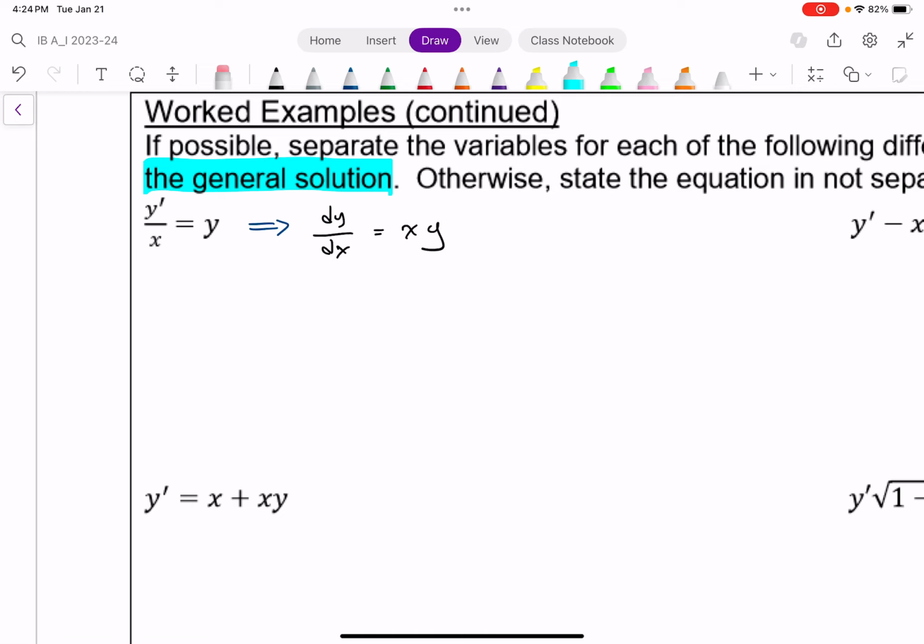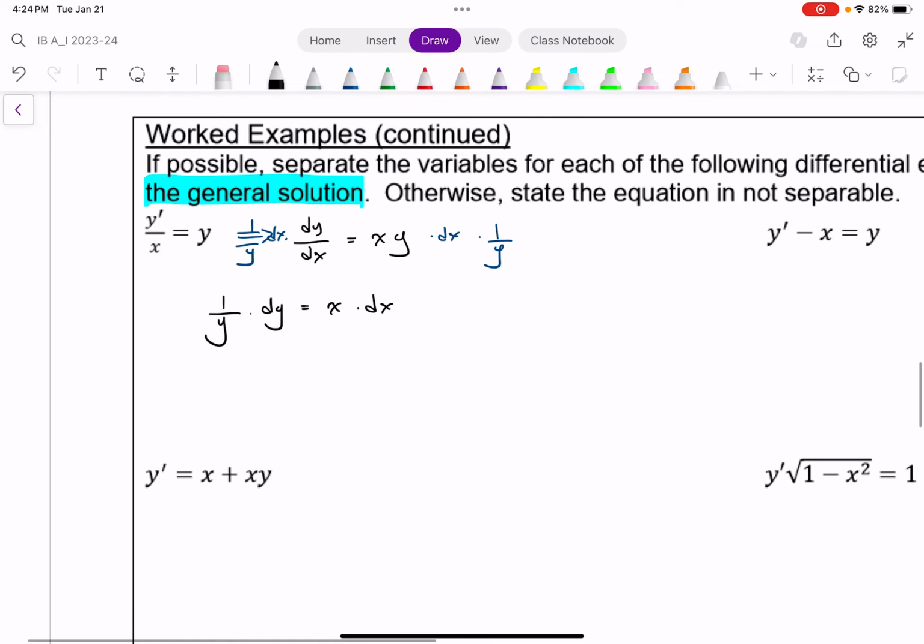And I want to isolate all my y's on one side and all my x's on the other, including my dy and dx. So in this case, you can imagine me multiplying both sides by dx and multiplying both sides by 1 over y. Yeah, I know that got messy. And if I do that, what do I have? On the left-hand side, I have 1 over y times dy. On the right-hand side, I have x times dx. So now this is in a form that we can integrate fairly quickly to find the general solution, which again was part of a later question.